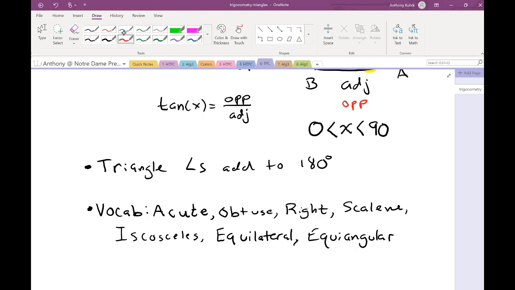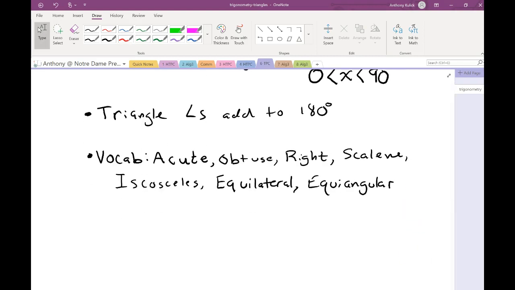Exactly. Two of the sides are the same. That's perfect. Equilateral: all three sides are the same. And then equiangular: all three angles are the same. Now, is there a difference between equilateral and equiangular? No.